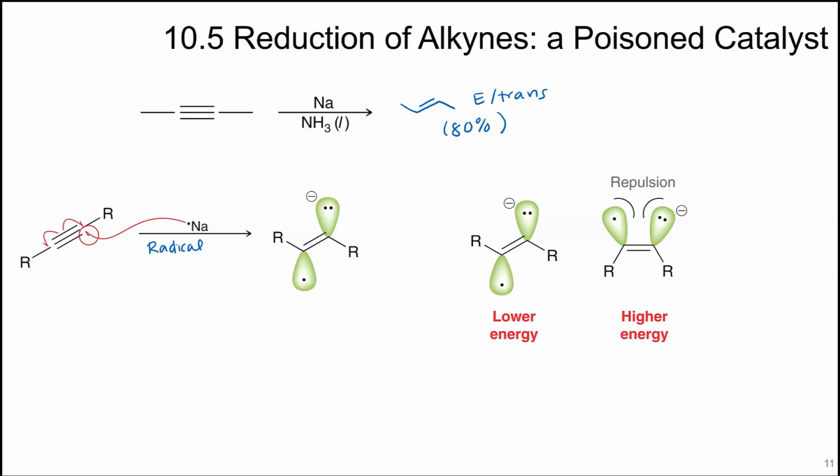The sodium will react with the triple bond here at this carbon. One electron will come over here, one here. So then we have a pair of electrons here, or a negative charge, plus the one radical. And it goes into the opposite trans because this is lower energy. There's less electron repulsion here, which is high energy. That's how we get to the trans double bond.